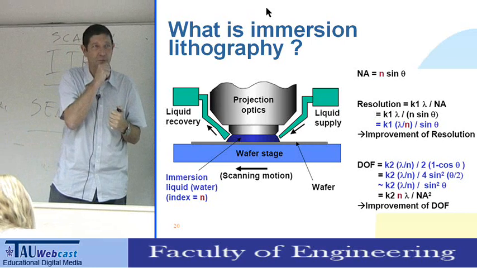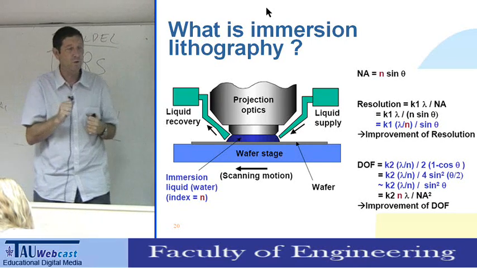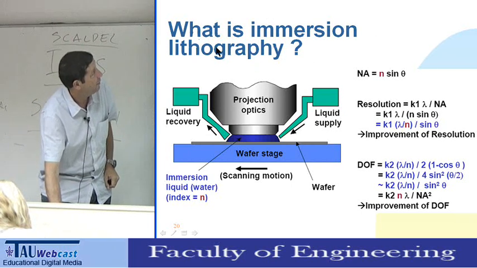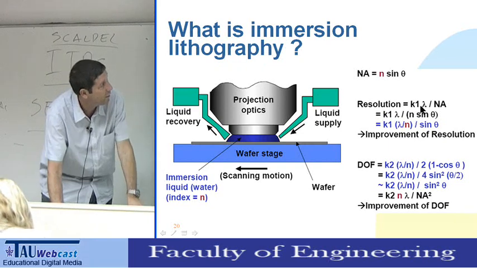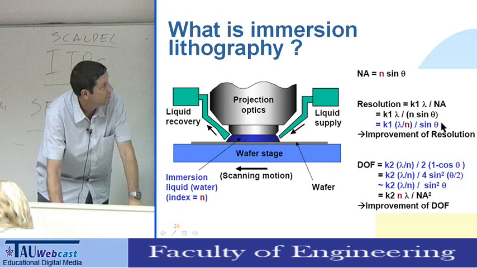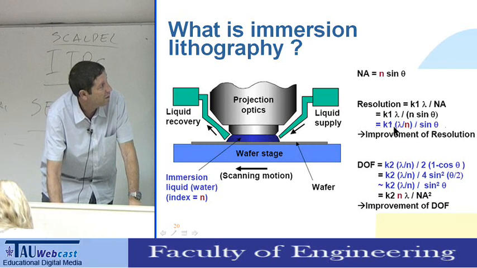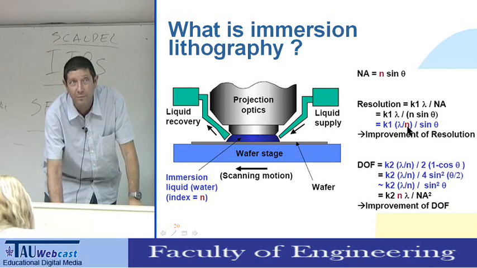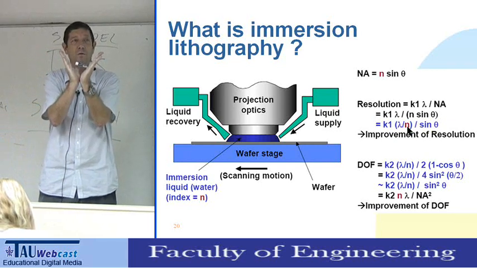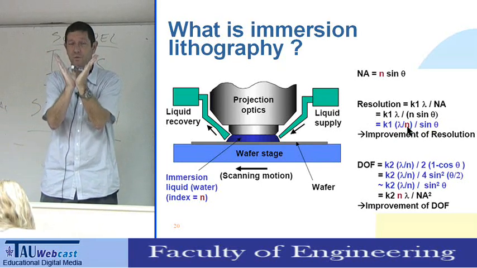but for the resolution we don't need to change the equation, because for the resolution we care about how we collect the light from the image. So the resolution equals k1 lambda over numerical aperture, and numerical aperture is n sin theta. So the resolution is k1 lambda over n times sin theta. Basically we improve the resolution by a factor of n. And the reason is we now collect the light from a wider angle on the bottom.